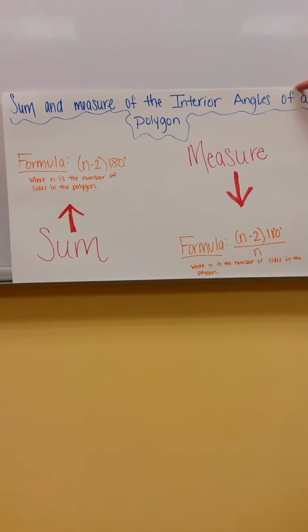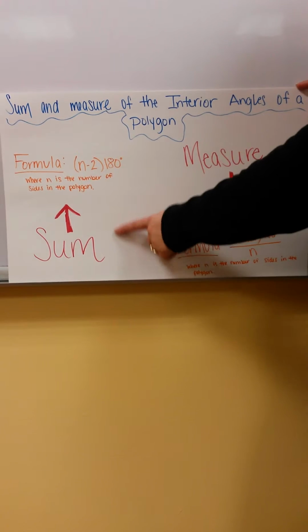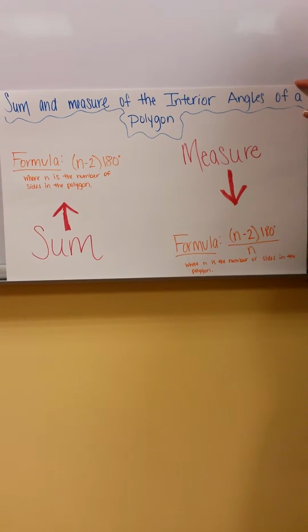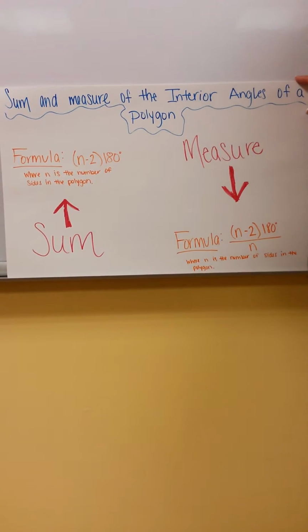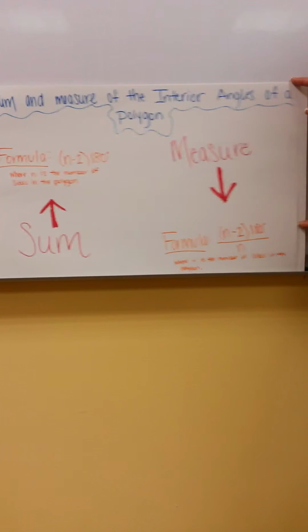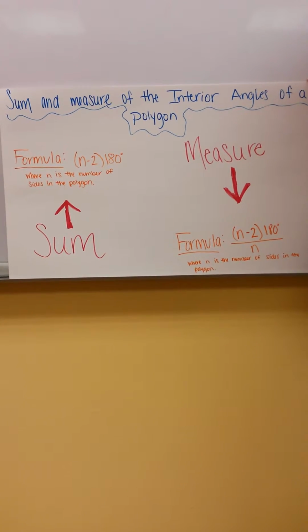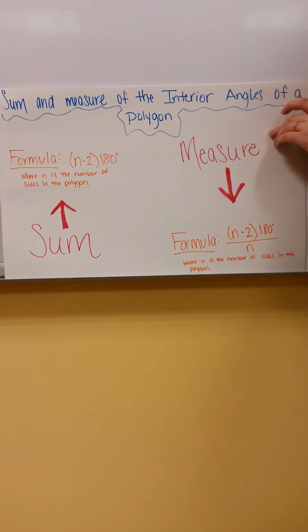Next we'll talk about the sum and measure of interior angles of a polygon. Whenever we're finding the sum of the interior angles, we use the formula (n minus 2) times 180, where n is the number of sides in the polygon. If we want to find the measure, we use the formula (n minus 2) times 180 over n, where n is still the number of sides in the polygon. And we'll do some examples of this in the next video.